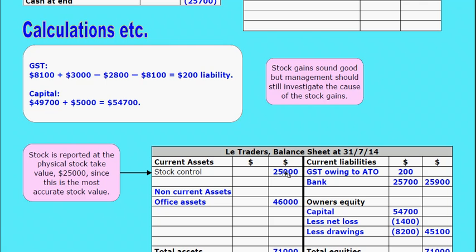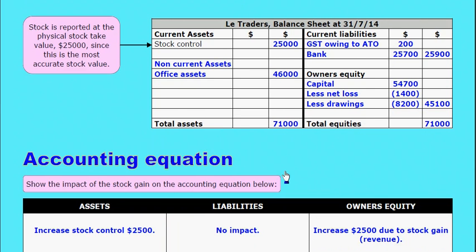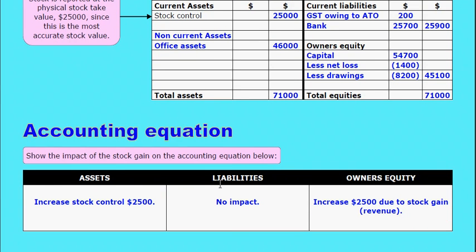And if we consider the impact on the accounting equation of a stock gain, it would increase assets, of course. Stock's gone up by the value of the stock gain, $2,500 in this particular case. No impact on liabilities. And because stock gain is classified as a revenue, it increases owner's equity, because we know that revenue increases owner's equity. So that maintains the balance in the accounting equation. $2,500 increase in assets, $2,500 increase in owner's equity.